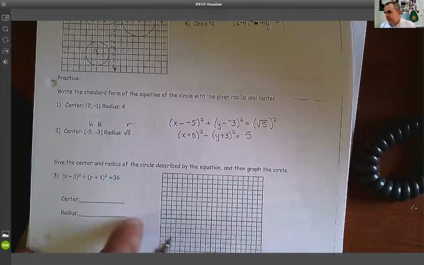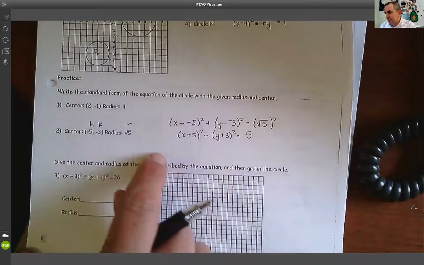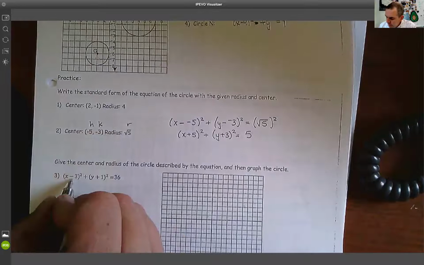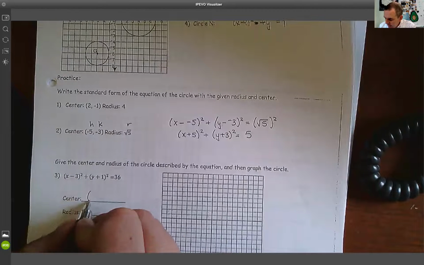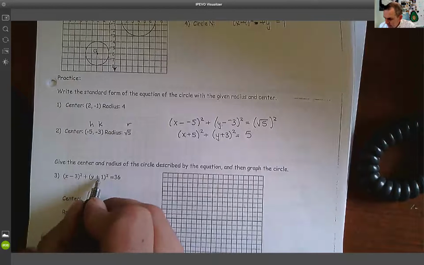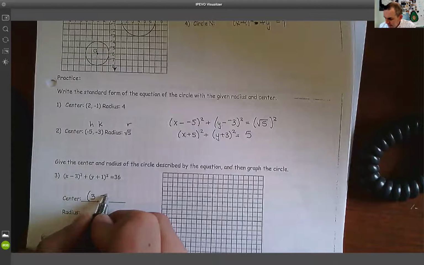Next piece, we said doing it in reverse. So I'm giving you this and you're going to give me this information. The way you want to think about it is, this is a -3 in here. When I pull it out, it's going to be a +3. Change the signs. This is a +1 in here. When I bring it out, it becomes a -1.